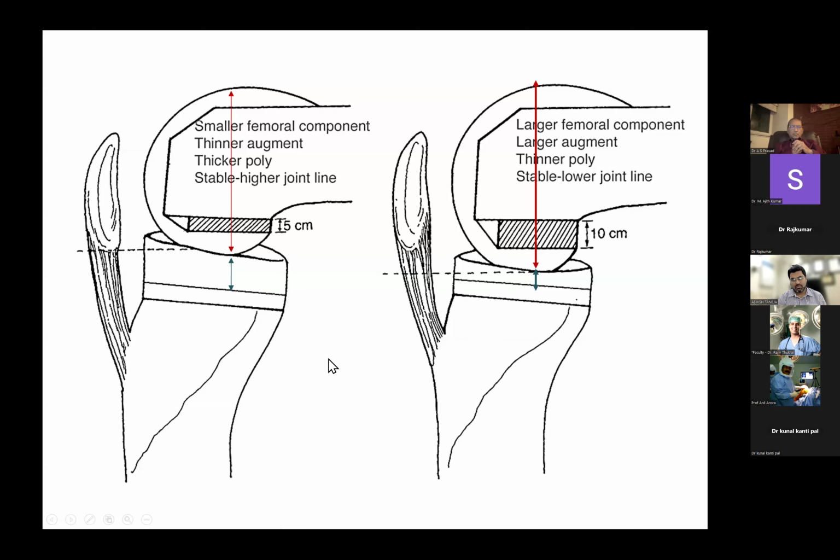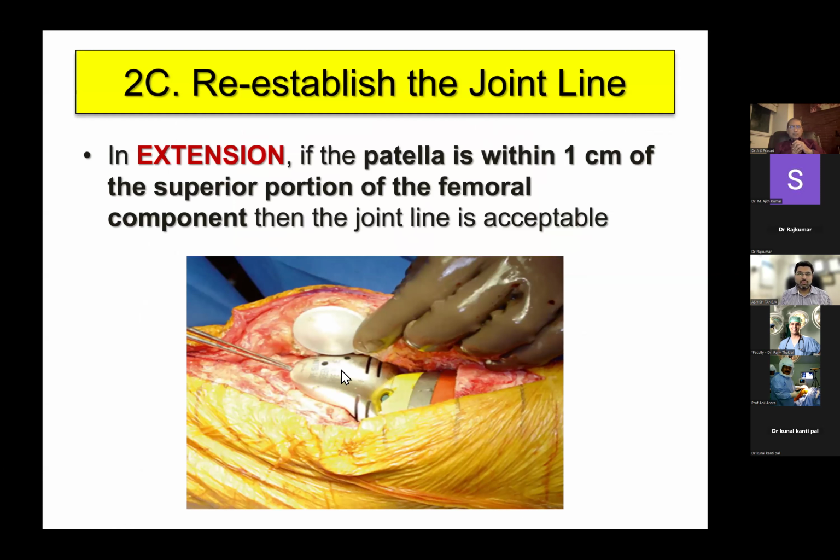Just giving you 2 scenarios. On your left, there's a small femoral component and a thicker poly, but if you see the joint line, it is at the lower pole of patella. On the contrary, on the right side, you have a larger femoral component permissible and a thinner poly, and you are distal to the lower pole of patella, and the situation on the right is more acceptable and better. Another practical point, if your patella is within 1 centimeter of the top end of the femoral component, more often than not, you'll be correct in establishing the joint line.